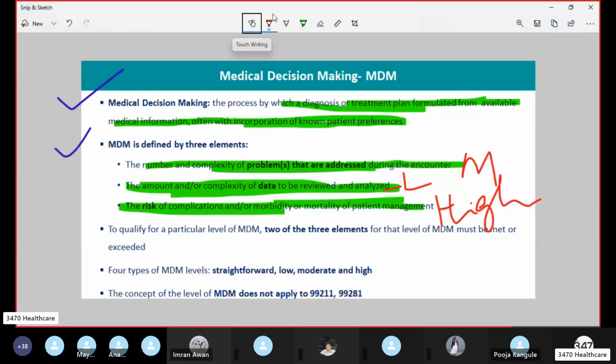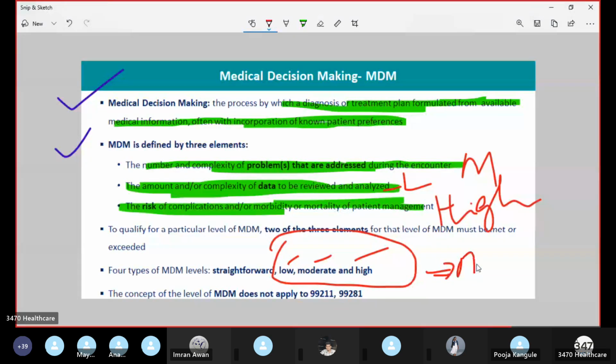So here you only have to check the hierarchy, not the A table or B table. In that middle one, you got low, moderate, and high. So low, moderate, high you are getting. Moderate is the final MDM. Everyone understood?